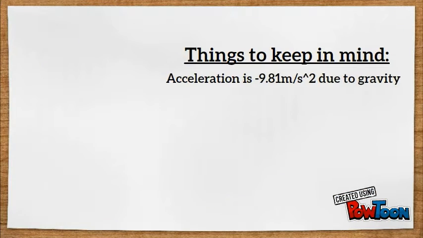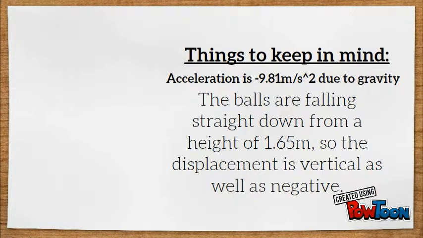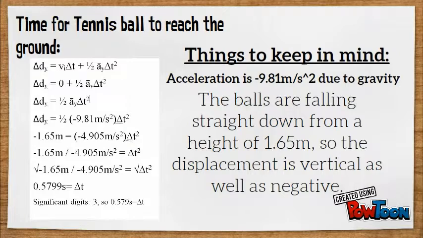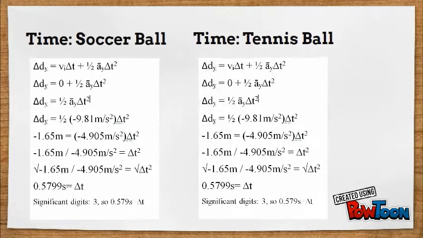The acceleration is negative 9.81 meters per second squared due to gravity, and since the balls are falling straight down from a height of 1.65 meters, the displacement is vertical as well as negative.